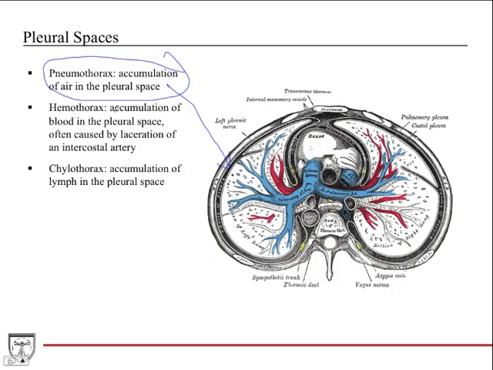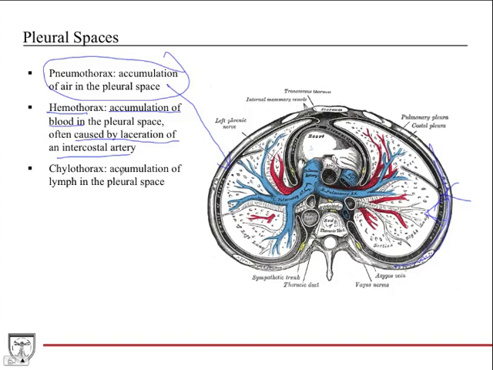A hemothorax is also an accumulation of fluid, but it's an accumulation of blood. Hemo meaning blood, so accumulation of blood in the pleural space, and it's often caused by a laceration of the intercostal artery. That makes sense. You have these intercostal arteries that travel around the ribs like this. One of them gets cut, and it bleeds into the pleural space.